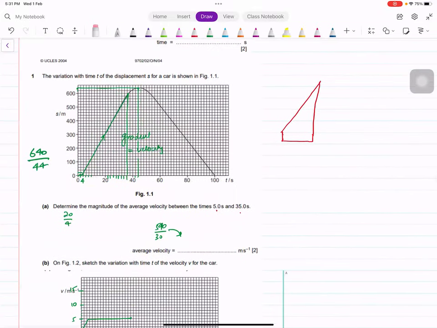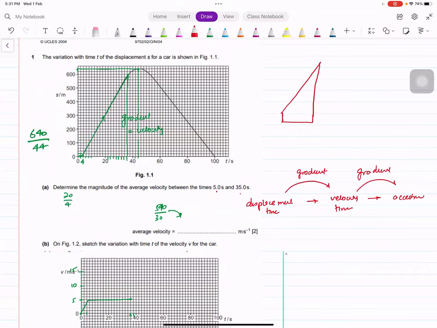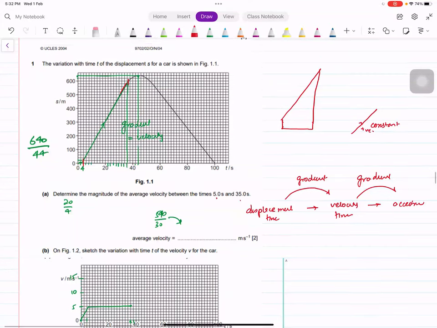Because, you see, again, look at this. What you need to understand is that if you go from displacement-time to velocity-time, you are looking at the gradient. And if you go to acceleration, you're looking at the gradient. Do you agree? Can you tell me the gradient of the line from 4 till 36? What is that? It's increasing. No. What is the gradient of this line? Only the gradient. Go back. Did I tell you this line represents constant gradient and positive? Remember? Go back to your rule book.